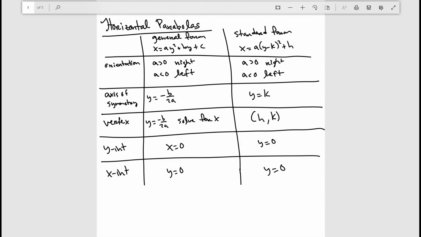So now we have horizontal parabolas. Take a moment to copy all of this down, pause the video, and then I'll explain a little bit of what all of this means.